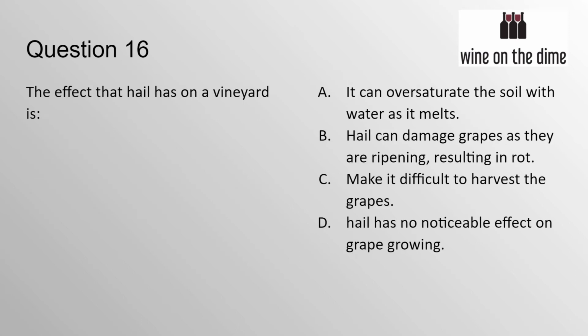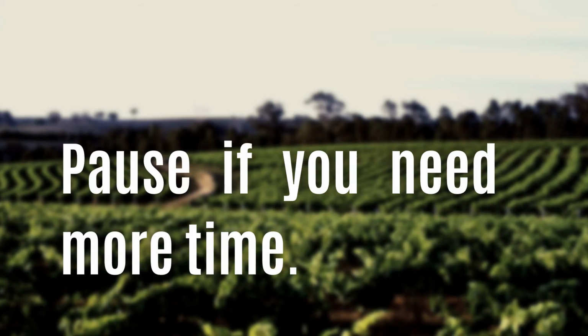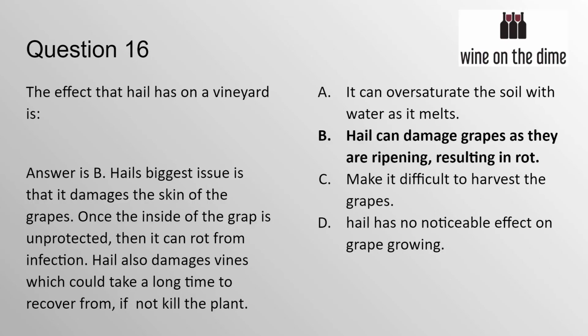Question 16. The effect that hail has on a vineyard is A, it can oversaturate the soil with water as it melts. B, hail can damage grapes as they are ripening, resulting in rot. C, makes it difficult to harvest the grapes. D, hail has no noticeable effect on grape growing. The answer is B. Hail's biggest issue is that it damages the skin of the grapes.